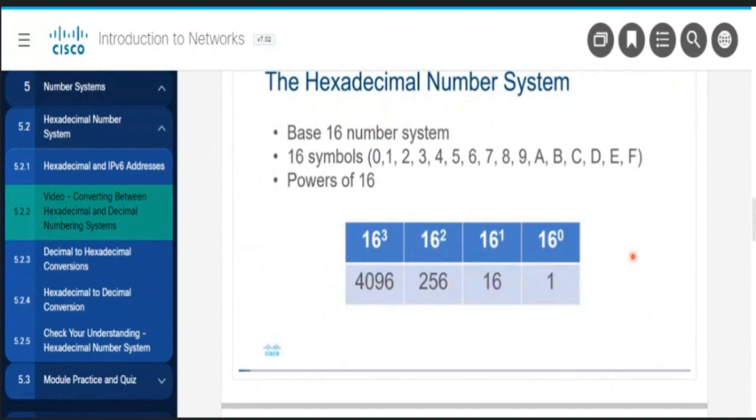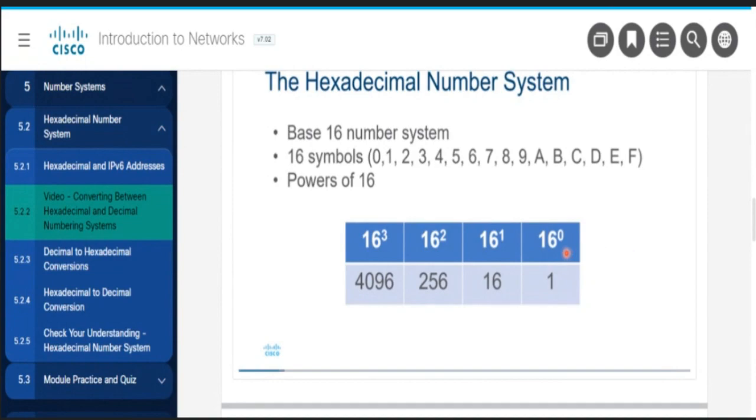Hexadecimal, or hex for short, is a base 16 number system. It uses 16 symbols, the numbers 0 to 9, as well as the letters A to F. It is based on powers of 16. If we follow the same procedure used for converting binary to decimal, we can write out the place values or positional notation for the hexadecimal number system as well. Here we can see the first 4 place values based on powers of 16.